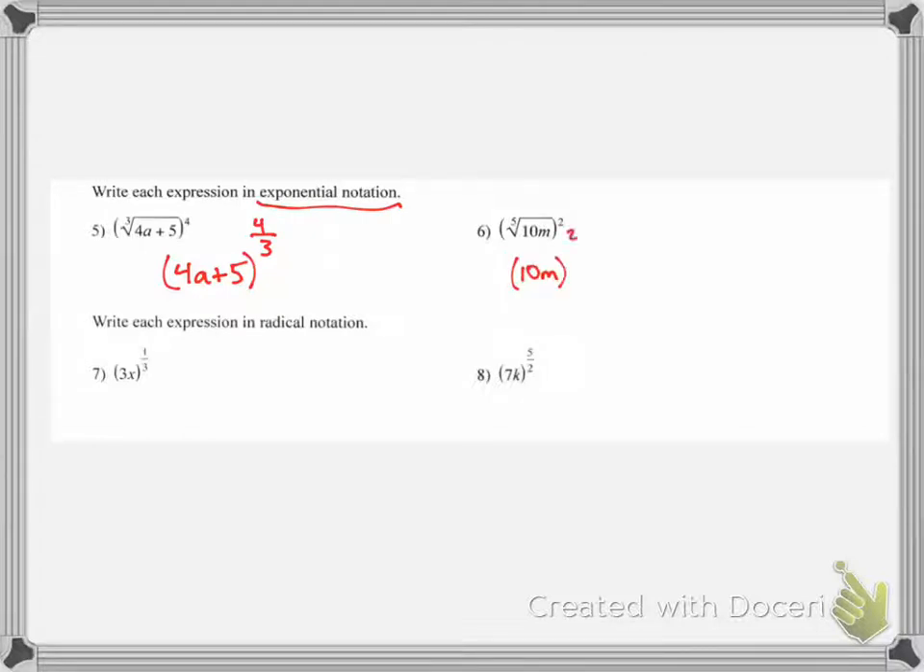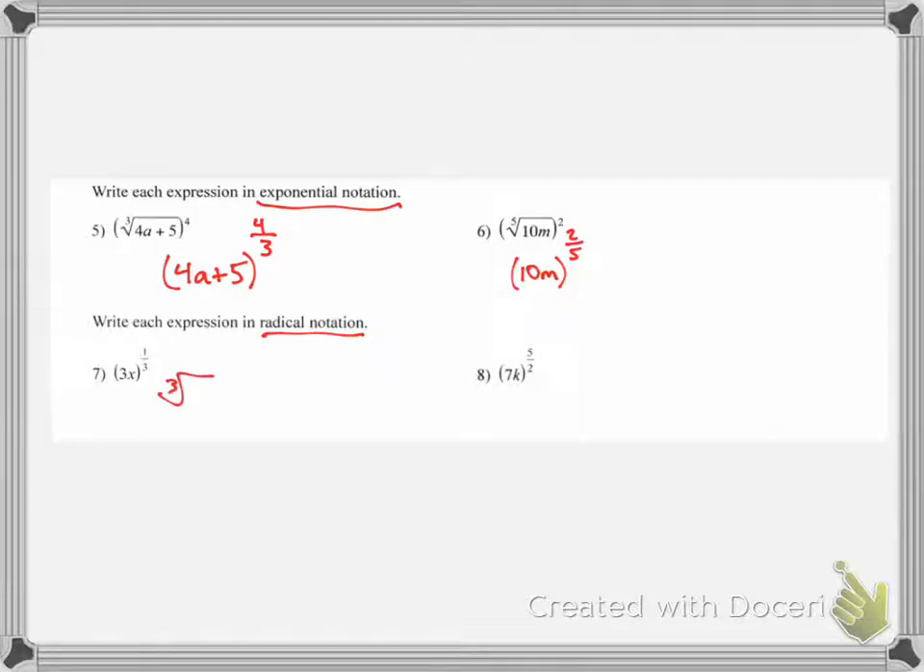That's going to be taken to the 2/5 power. Again, the exponent will go on top. The root will go on the bottom of your fraction. So I can do the reverse order of that. If I give it to you in exponential notation, I can go backwards and write it as a radical. Remember, the bottom number of the fraction, if I'm going backwards, means that's the root.